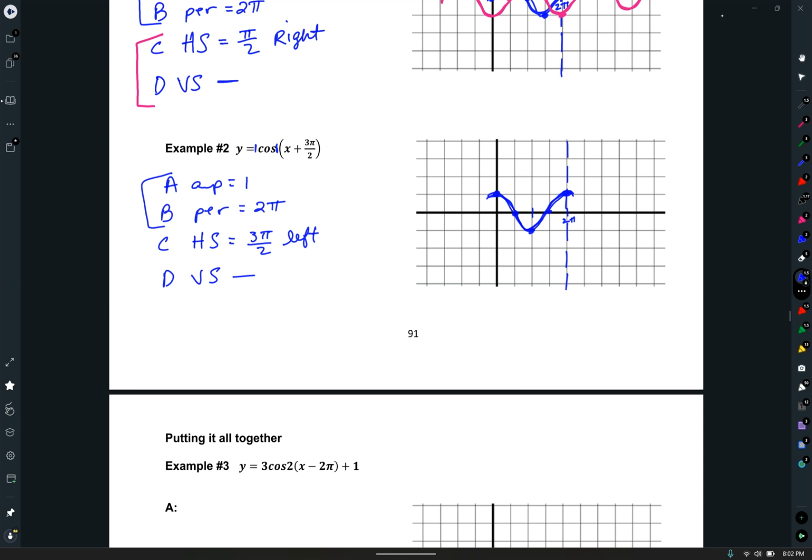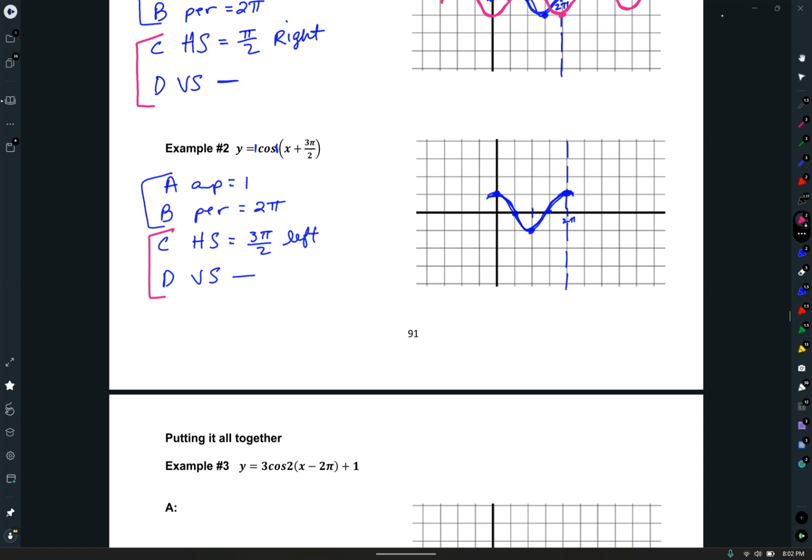Right? Notice I'm still curving my graph through. I'm not having it stop at those endpoints. Okay? Now I'm going to bring in this horizontal shift. So I'm going to move every single point 3 pi over 2 to the left.